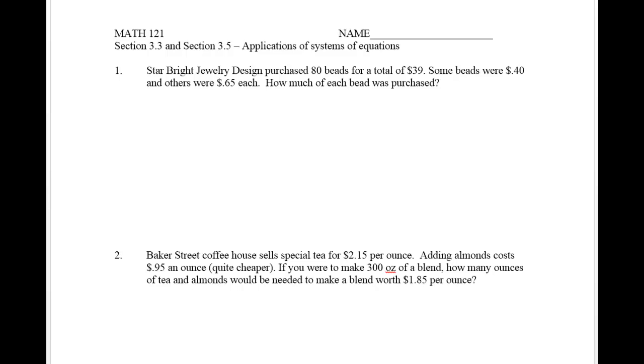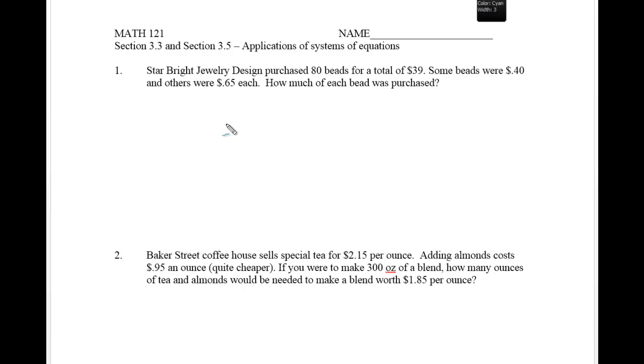We got three problems in section 3.3 that we will set up and see through completion, and our first one talks about jewelry design. Starbright Jewelry had 80 beads for $39, and some beads were 40 cents, some beads were 65. So how much of each bead was purchased?